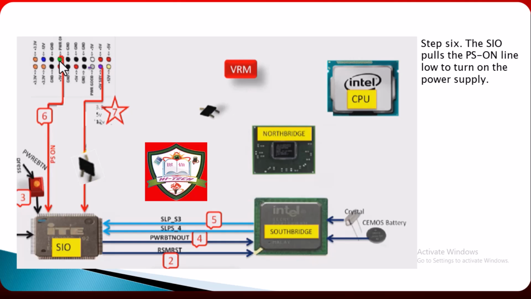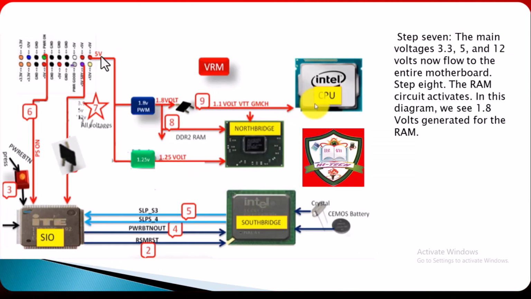For example, if you want to maintain or check the power supply of the desktop computer separately, without installing it in the case, you can test by shorting the green with the black cable. After that, all voltages come out, otherwise not. So after the SIO sends this signal to the power supply, at that time all voltages come out.